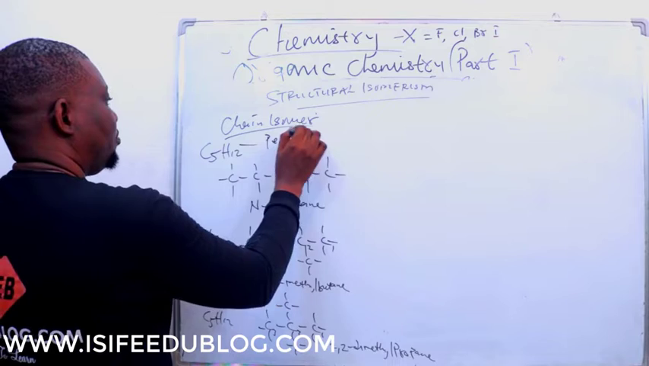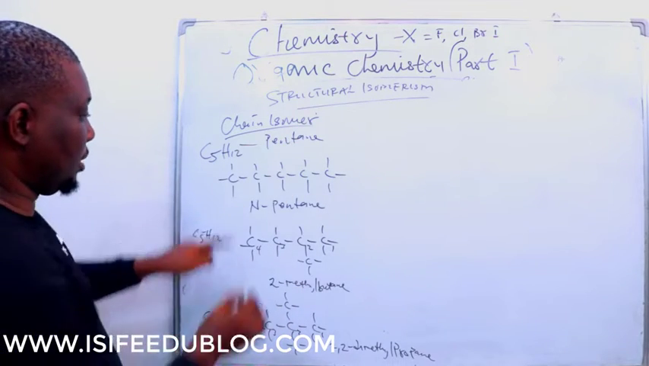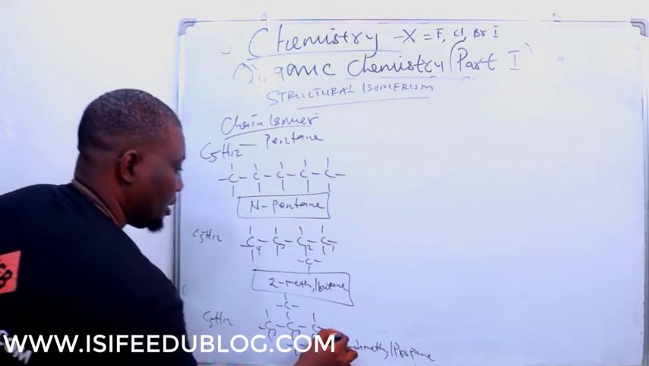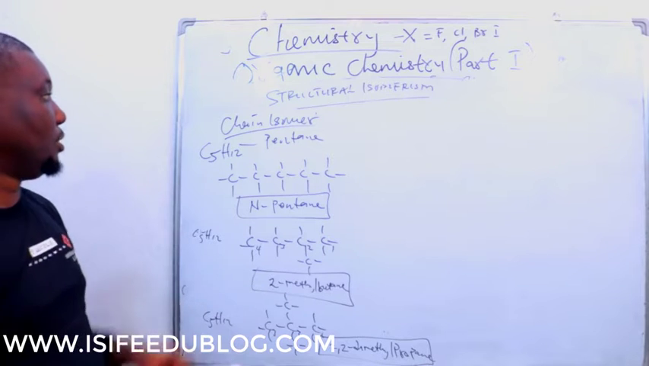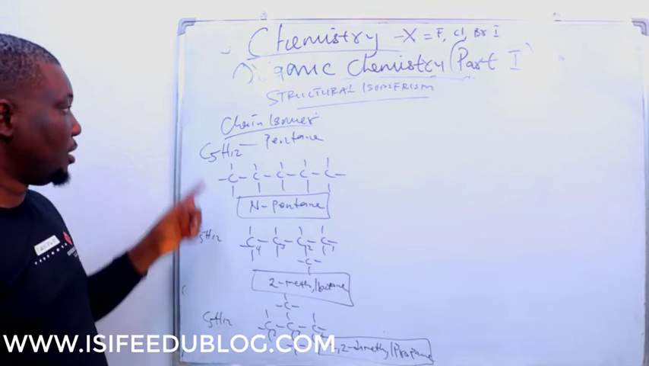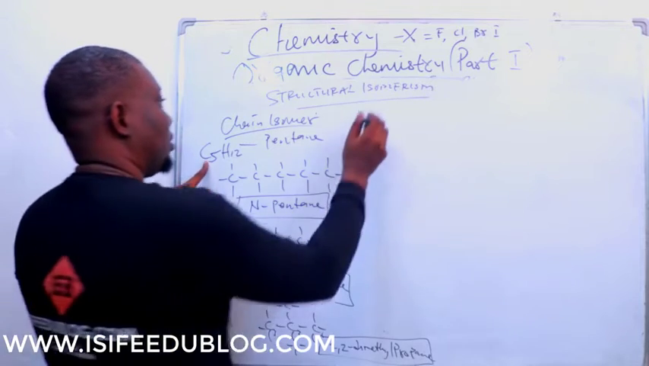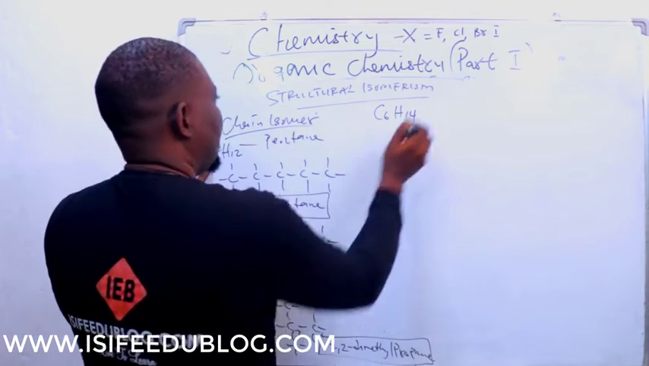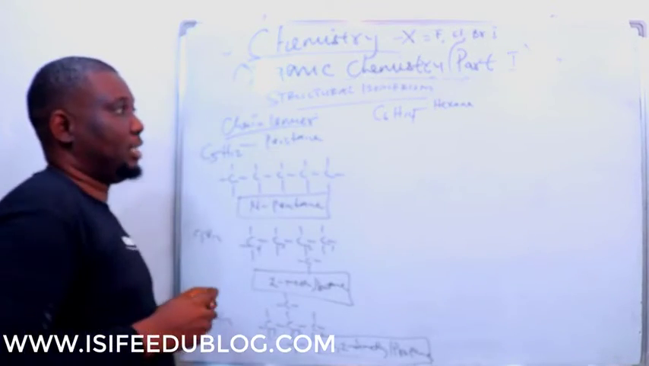So the 3 possible isomers of pentane are normal pentane, 2-methylbutane, and 2,2-dimethylpropane. So this organic compound has 3 possible isomers. What if I increase the number of carbon atoms to C6H14? That is hexane. How many possible isomers will be obtained from hexane?